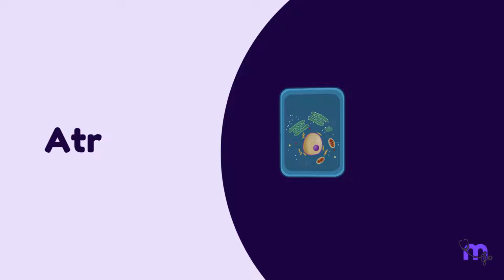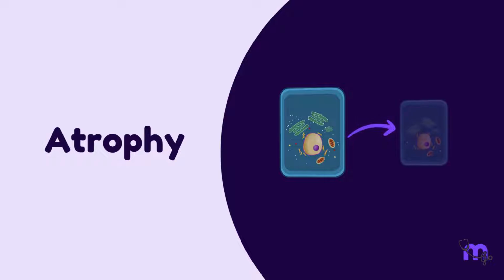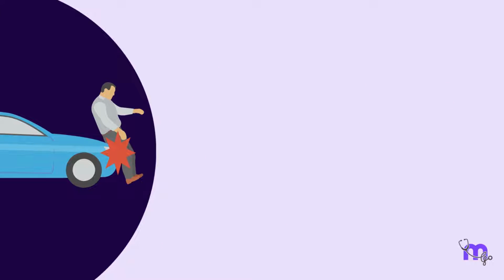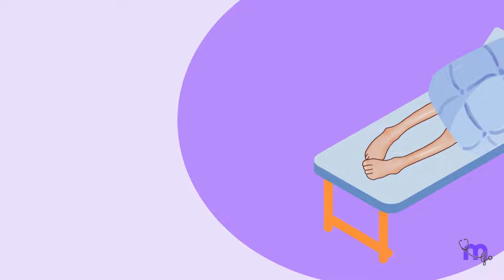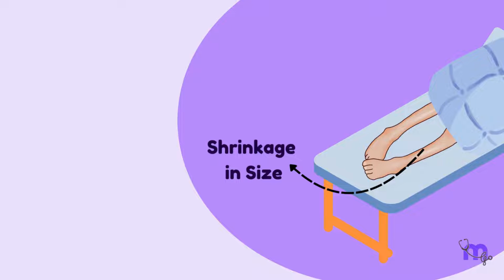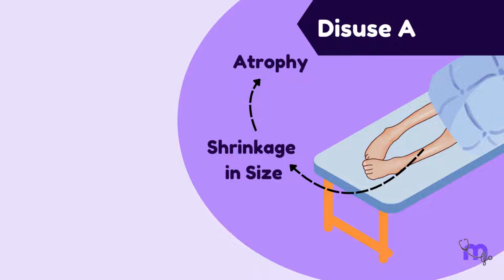Let's talk about atrophy. This is a decrease in cell and organ size. Why does this happen? The rule of the body is you snooze, you lose. After a road traffic accident, when a patient is confined to a bed for a long time, the muscles of the lower limbs shrink in size because they are not being used. This shrink in size is atrophy, and this concept is called disuse atrophy.